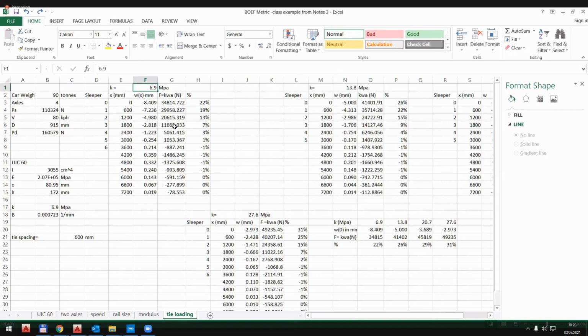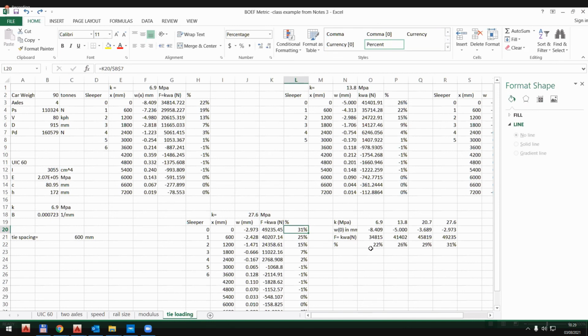Okay. So anyway, let's just stick to what I have over here. I'll fix the spreadsheet when I find the problem. If I increase my modulus from say 6.9 to 27.6, you can see that the load underneath the sleeper is increased, and the load under the middle sleeper has increased. And in fact, the distribution changes.